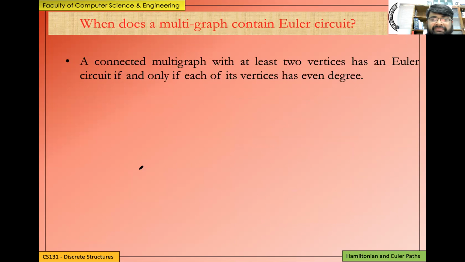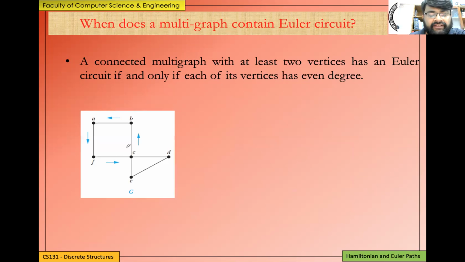However, the basic question is, when does a multigraph contain an Euler circuit? And here we're talking about a multigraph as in an undirected graph that can have multiple edges. A connected multigraph with at least two vertices has an Euler circuit if and only if each of its vertices has even degree. So if each and every single vertex of a connected multigraph has even degree, then it must have an Euler circuit.